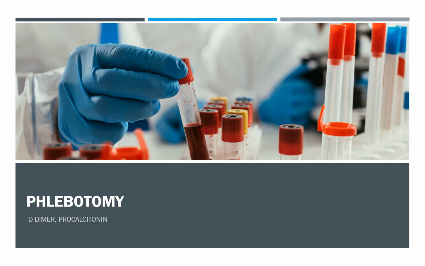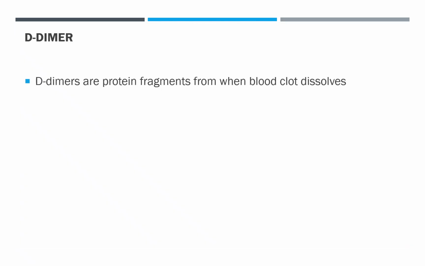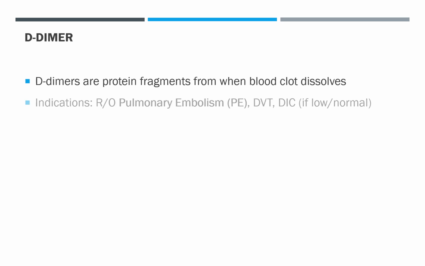Next, we'll talk about some blood tests using phlebotomy. The first of these tests that we'll look at is called the D-dimer. And D-dimers are protein fragments from when a blood clot resolves in circulation. Indications for this, the most common by far is to rule out pulmonary embolism. I would dare say it is used almost exclusively for that.